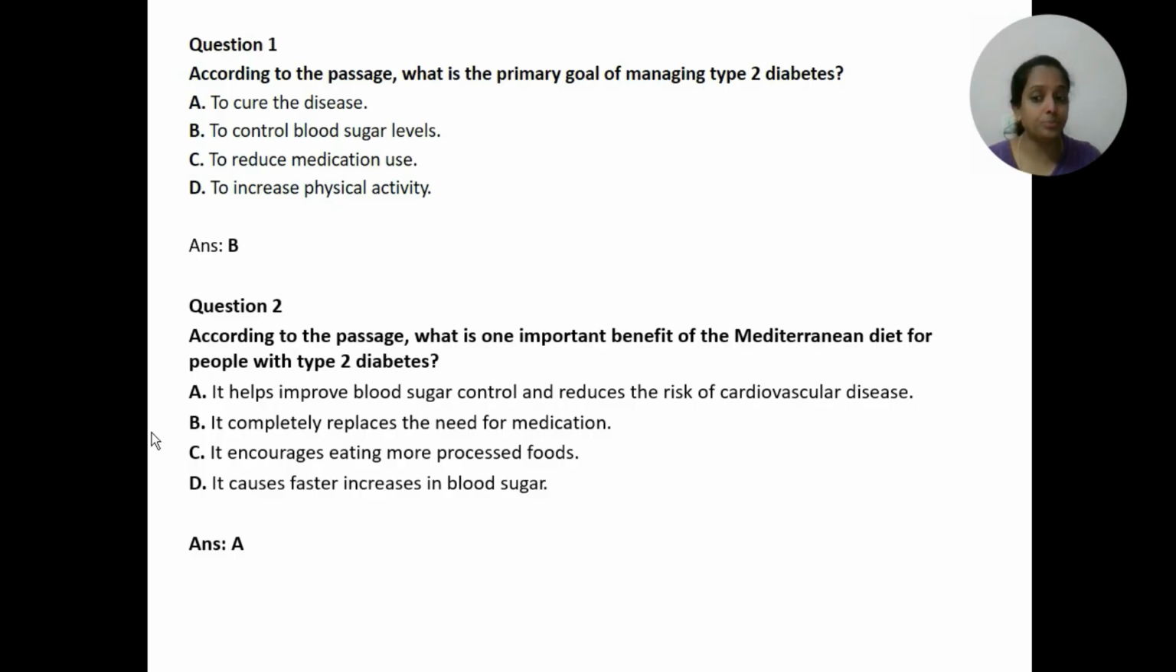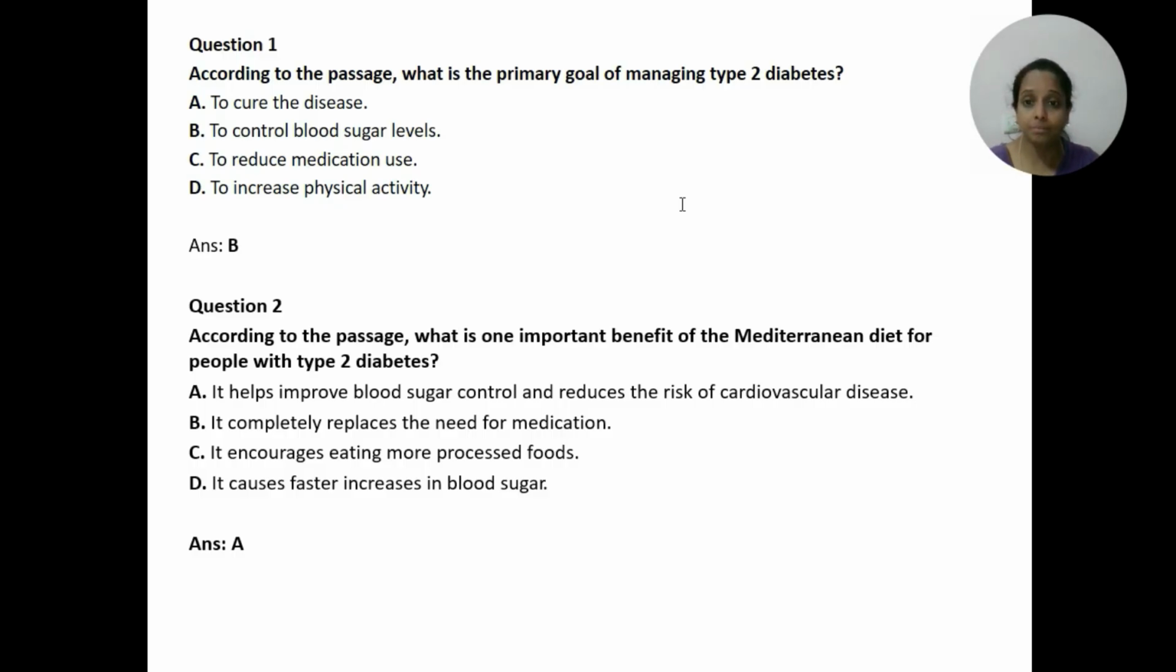And if you see option C, it directly contradicts the passage. The Mediterranean diet reduces processed foods rather than encouraging them. Okay, and option D is also the opposite of what the passage says. The diet is recommended because it supports healthier blood sugar management. So remember, you need to watch for options that reverse the meaning of the passage. They often look convincing if you don't read carefully.